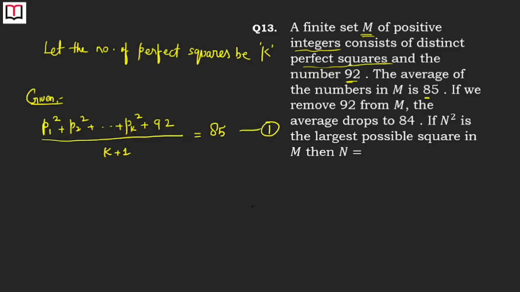The next statement is, if we remove 92 from M, what are we left with? Of course, we are left with just the sum of perfect squares, p1 square to pk square, divided by k number of terms, and then the average is 84. This is relation 2. Okay, so now from these two, can't we write?